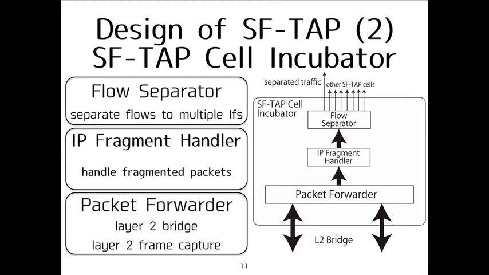Then we show the design of SF-TAP cell incubator. First, the packet forwarder captures layer 2 frames from the network, and if layer 2 bridge mode is enabled, the packet forwarder forwards them to another network interface to enable layer 2 bridge. And the IP fragment handler receives packets from the packet forwarder, and it handles fragmented packets. And finally, the flow separator separates flows to multiple interfaces by using IP addresses and port numbers in packets.